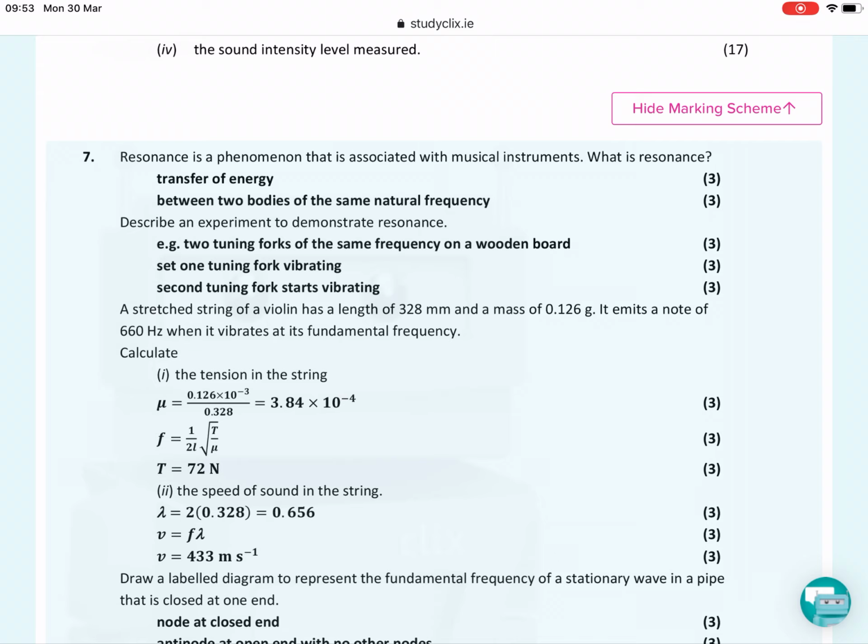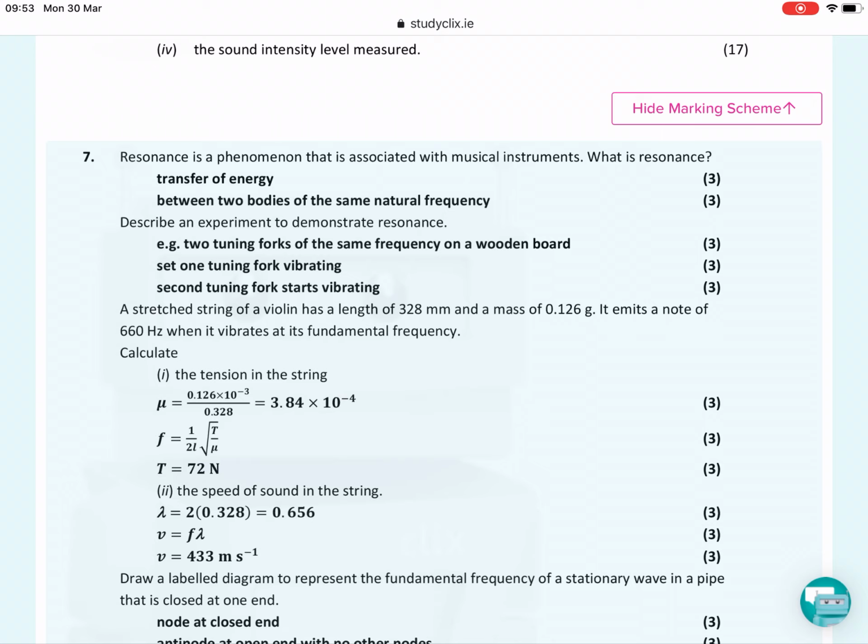It's the same idea. So v is equal to f lambda. So we have the lambda now, the wavelength, 0.656. We multiply that by the frequency, which in this question was the 660 hertz. So you'd multiply those two together, and you end up with your 433 meters per second.